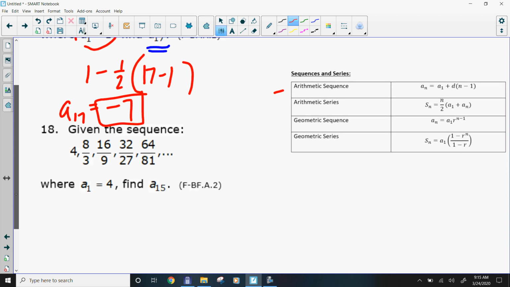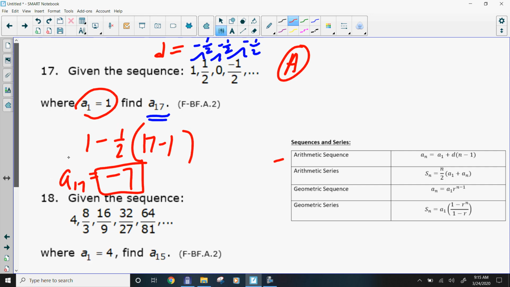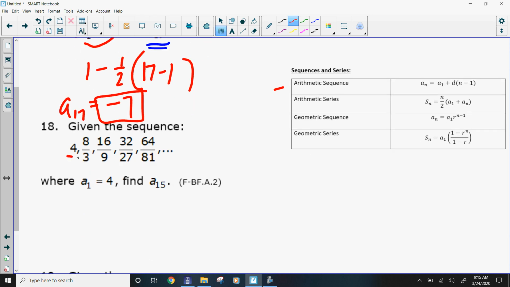Okay, next. Let's see. This one looks a little fancier. If you notice, there's a top and a bottom to it. You might not see the bottom at first, but if I put this over 1, the top looks like it's going times 2, and the bottom looks like it's going times 3. So that means this is geometric, and r is 2/3.